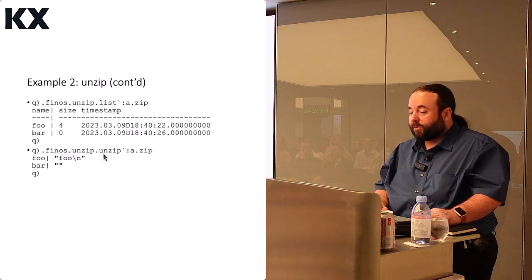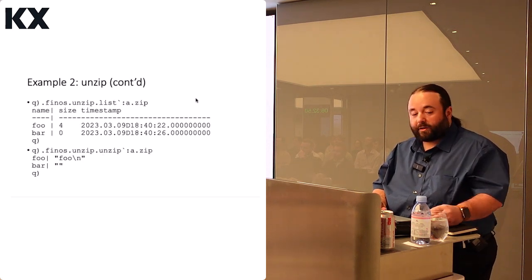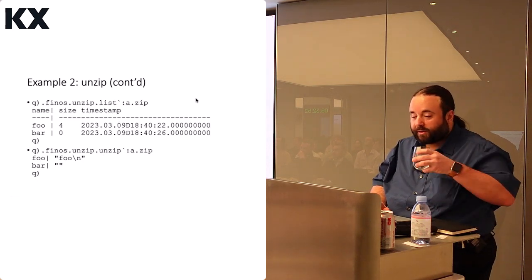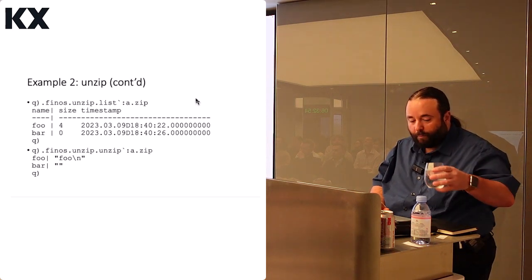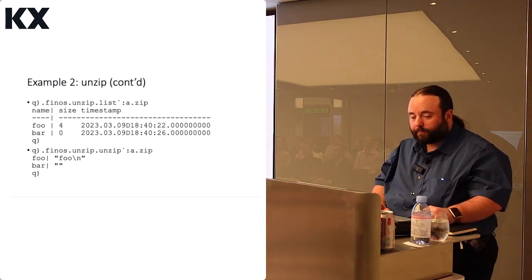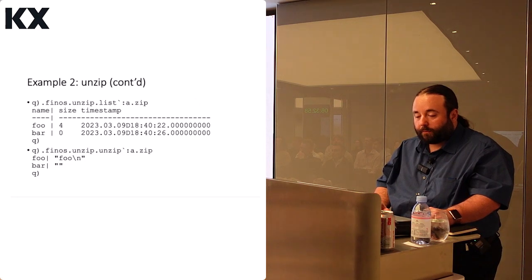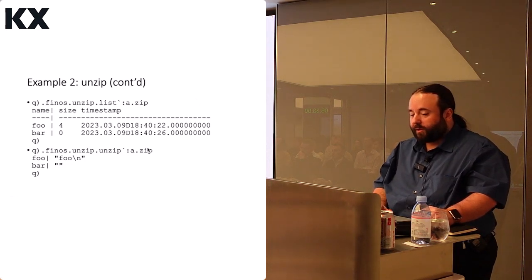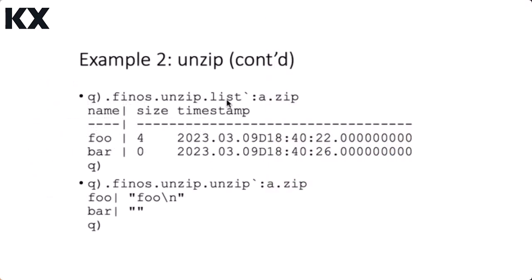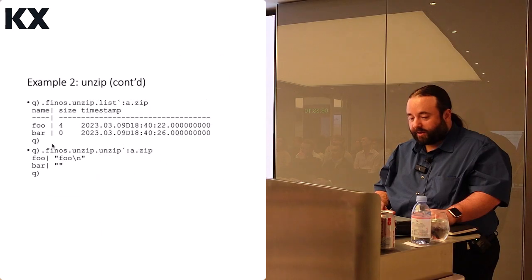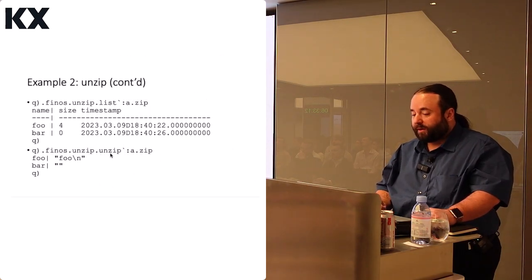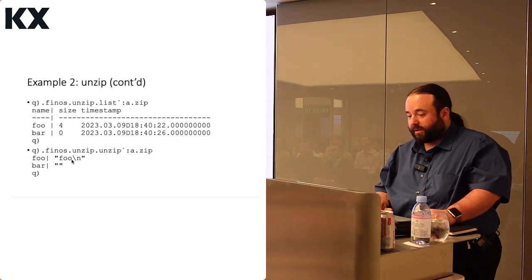Here are some examples using it with a zip file I constructed just for testing purposes. So there it is with unzip.list. That's the equivalent of unzip -l. You get back the file, its size, and its mod time. Here's unzip. That's the equivalent of just regular unzip with no extra options. You get back the contents of each file as a character string.